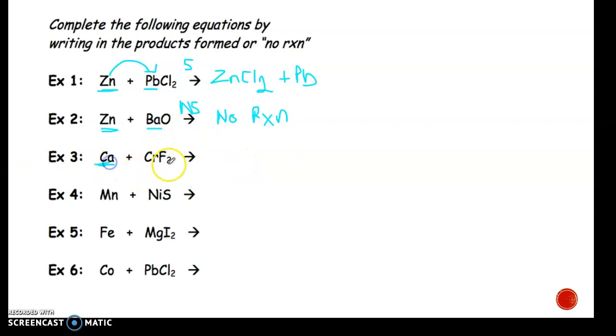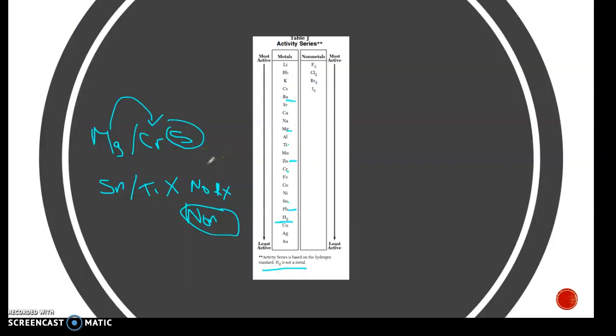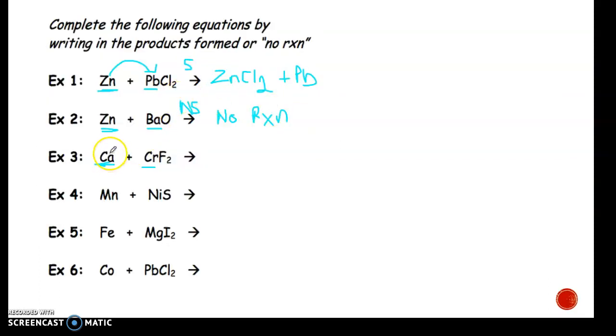So we have calcium and we have chromium, I believe. Is calcium more active to replace Cr? So we have Ca right here, and then we have Cr right here. Because Ca is on top of Cr, that means it's more active. So Ca can go ahead and replace Cr in the reaction and produce product. Our product is going to be CaF2 plus Cr.